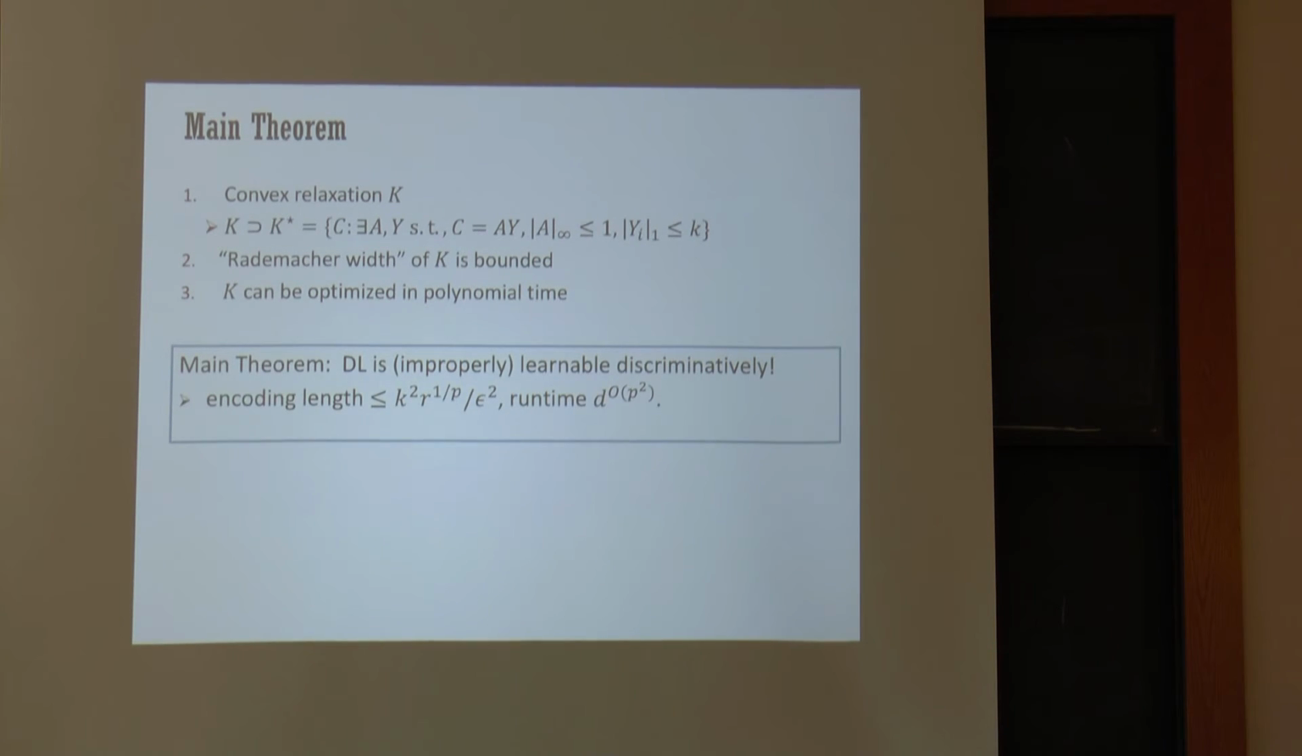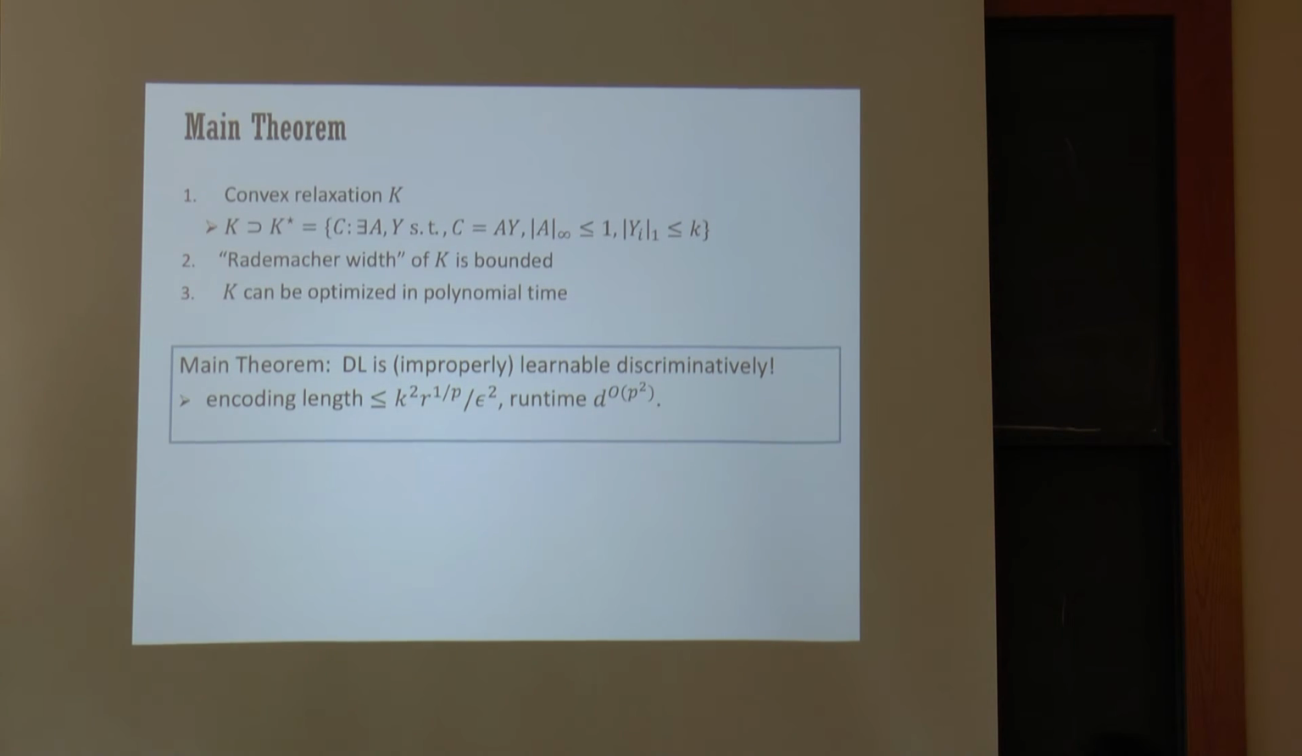And if we can do all of these three things, we can say dictionary learning can be learned improperly, discriminatively, with encoding length k squared times r to the 1 over p over epsilon squared, where k is the desired sparsity. We lose a factor of k squared there, and r is the over-completeness, the size of the basis. So usually r is something large. That's the over-complete case, which is often challenging. And our dependency on r is 1 over p. P is a constant that you can choose. It's the degree of the sum of squares relaxation. And the runtime is O of d to the O of p squared.